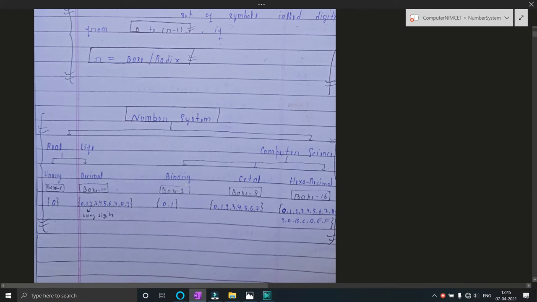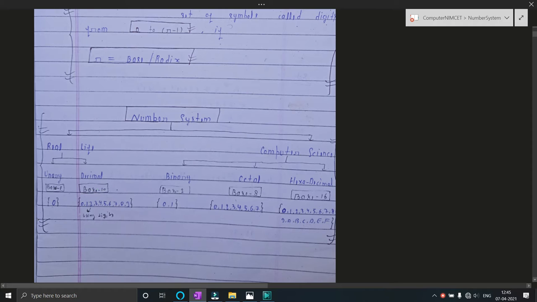In computer science, the binary, octal and hexadecimal number systems are mostly used, and in real life the unary and decimal number systems are used. The base of the binary number system is 2, octal is 8 and hexadecimal is 16, and similarly unary is 1 and decimal is 10.